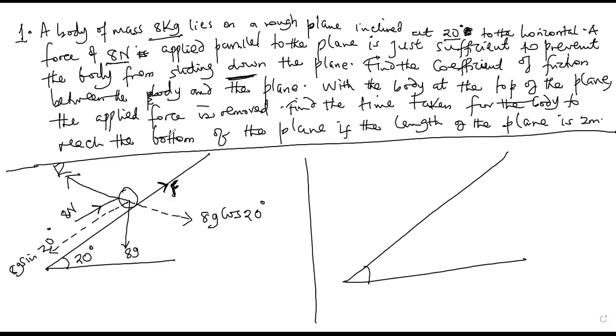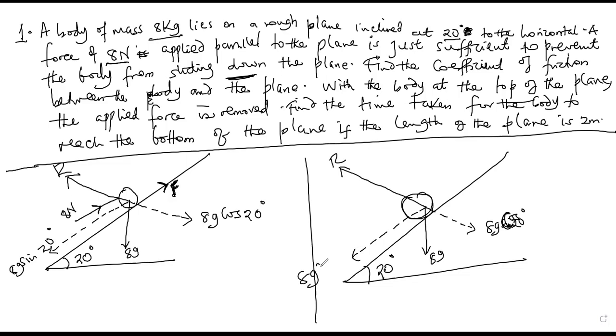So we don't have a pulling force now. It has been removed. So this is still 8g, this is still 20 degrees. We shall have our normal reaction and our components. This is 8g cos 20, and this is 8g sine 20 degrees.